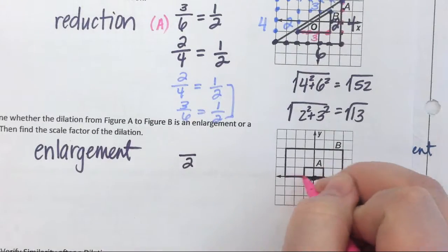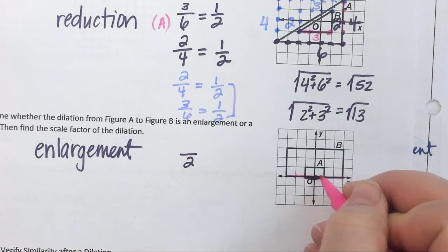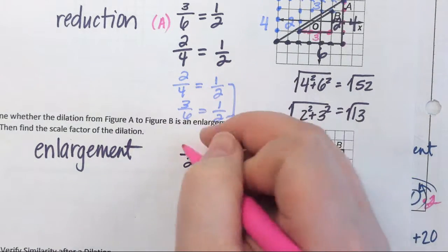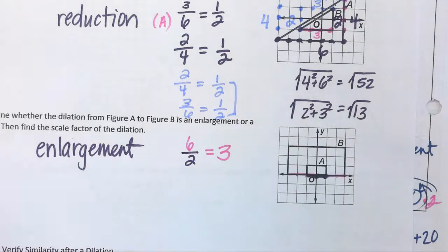How long is B on the bottom? 6. 1, 2, 3, 4, 5, 6. She's right. So I have 6 over 2. What does that reduce to? 3. Wow. Okay, so let's check all the other sides.